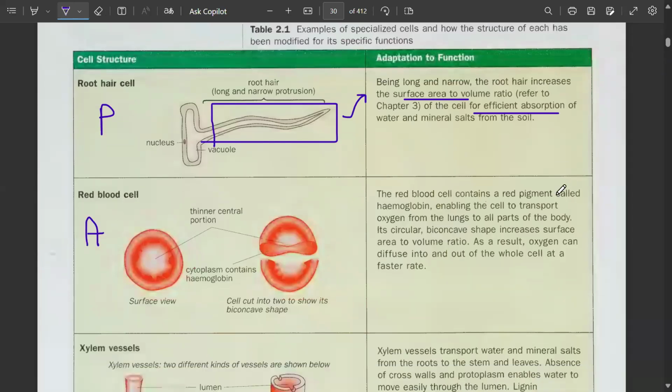Then we have the red blood cells. The red blood cell contains a red pigment called the hemoglobin, which enables the cell to transport oxygen from the lungs to all parts of the body. Its circular biconcave shape increases surface area.